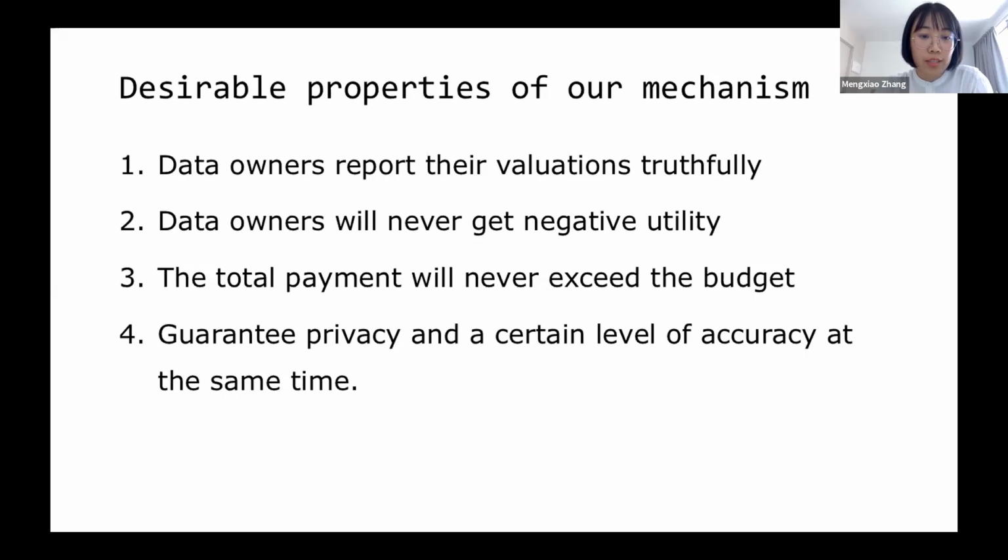Further, we ensure that all the data owners will never get negative utility. The data owners who are not selected will not be paid and will not lose anything, so their utility is zero. But for the selected data owners, their payment will never be lower than their reported valuation, so their utility will never be negative. At last, we can ensure that the total payment will never exceed the budget because we just select the first k data owners within the budget. And last is the privacy and accuracy guarantee. So that's a summary of the desirable properties of our mechanism. Thank you for listening.